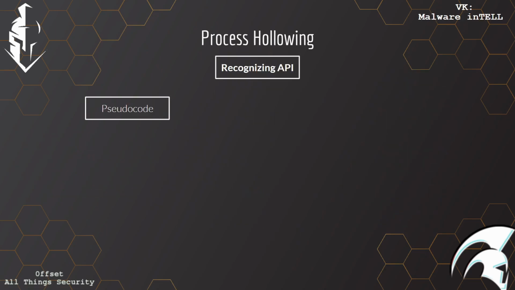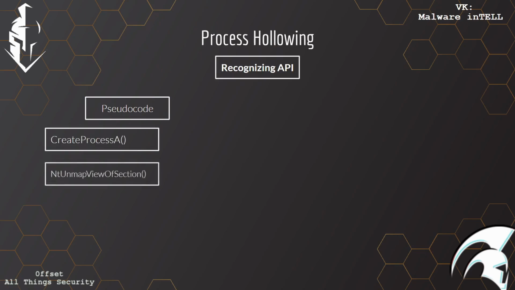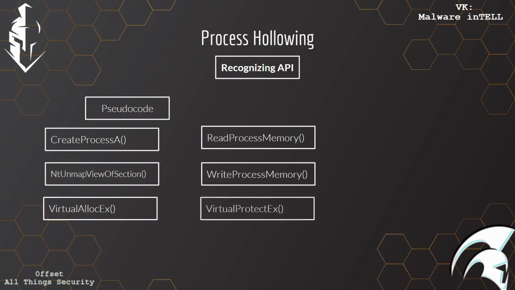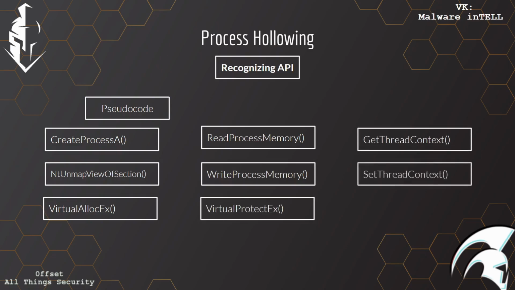So let's have a look at some APIs used in process hollowing. So you've got CreateProcessA, NtUnmapViewOfSection, VirtualAllocEx, ReadProcessMemory, WriteProcessMemory, VirtualProtect, GetThreadContext, SetThreadContext, and ResumeThread. So these are ones to look out for.